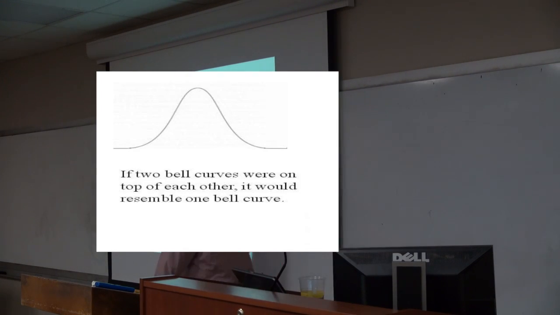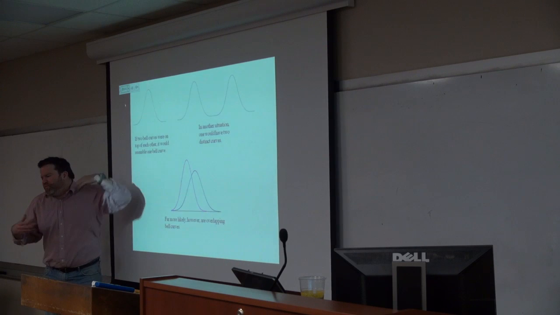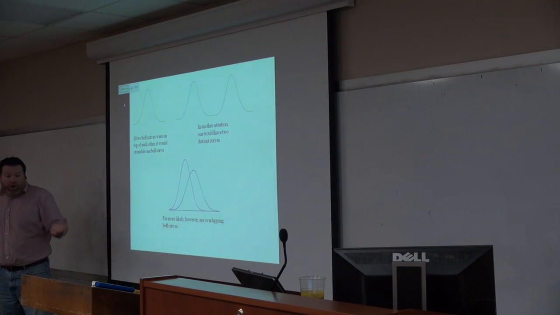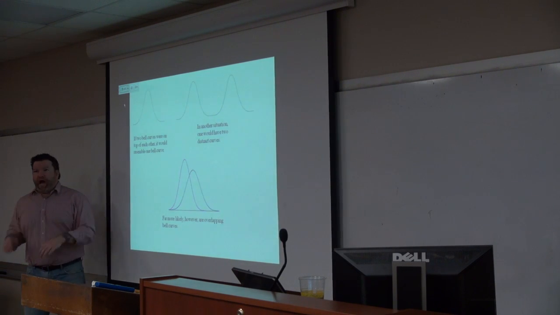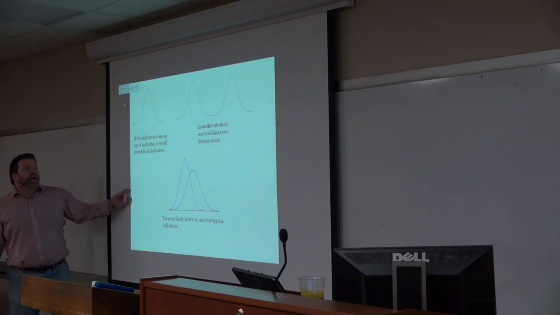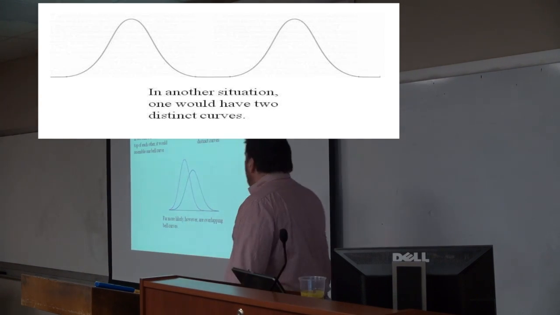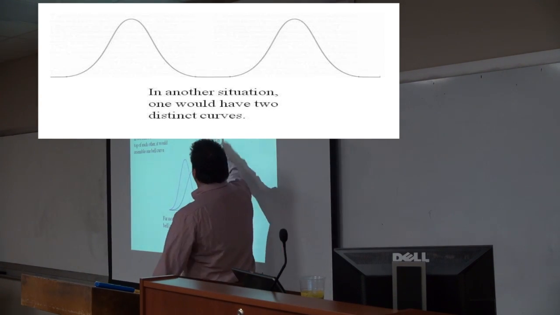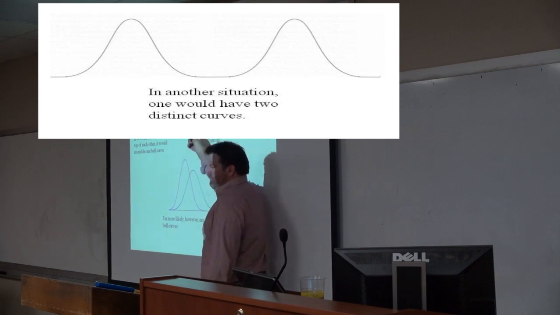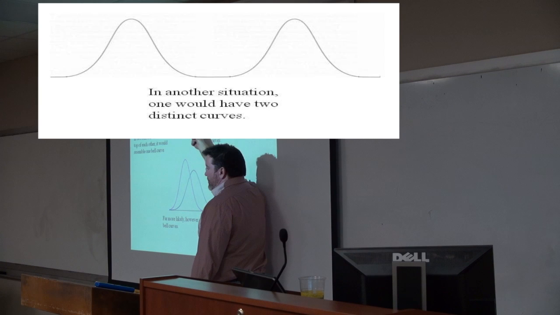If two bell curves were on top of each other, right, because we're going to deal with data that is usually in the shape of a bell curve. Quite obviously, they would look identical, and it would be fairly easy to eyeball it and say those are the same. In another situation, we would have two distinct bell curves. This would also be very easy, because I could look at these two populations and say yep, they differ, because their bell curves are distinctly different.